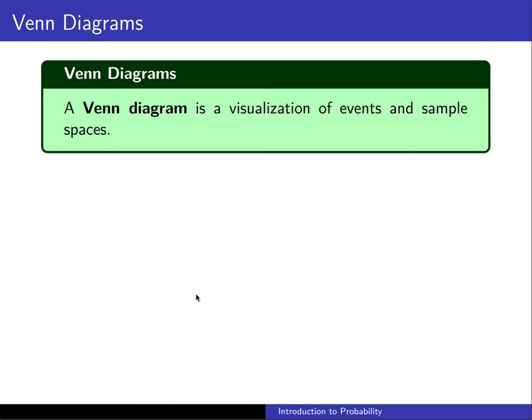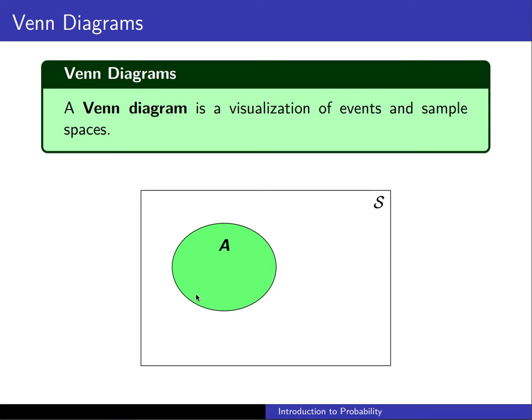A very nice visualization technique, which you may have seen in the past, is called a Venn diagram. A Venn diagram is a visualization of events and sample spaces. So for instance, here we have a sample space, this rectangle. And let's say this sample space represents rolling a single die. So we know all the possible outcomes in this giant rectangle would be the numbers 1, 2, 3, 4, 5, and 6. Well, here we have an event, event A.